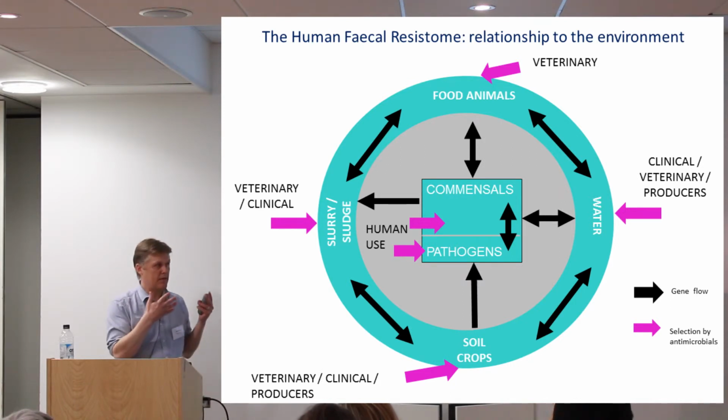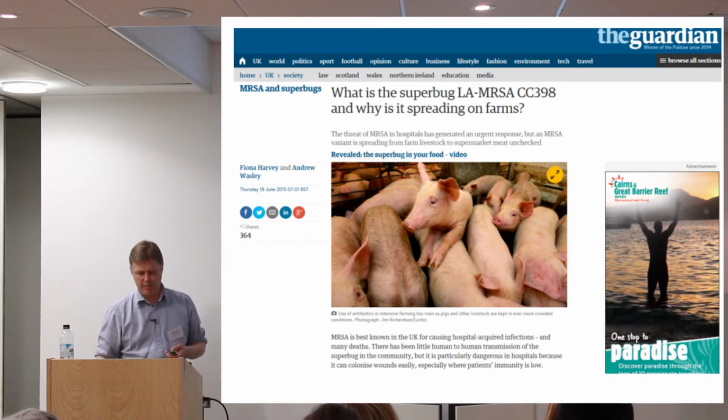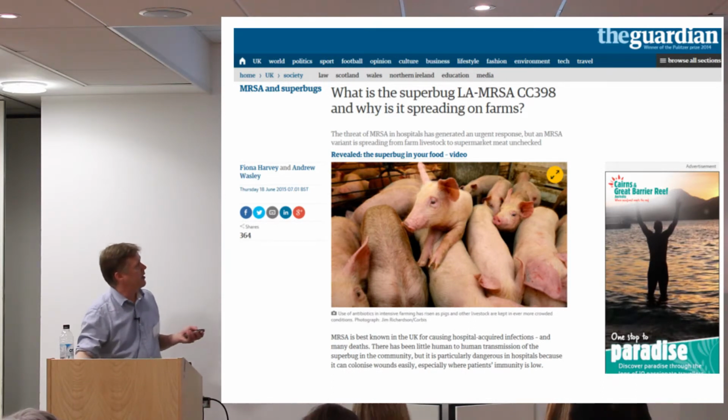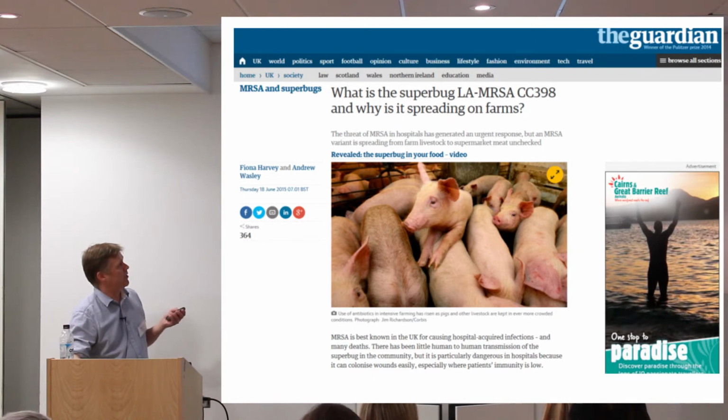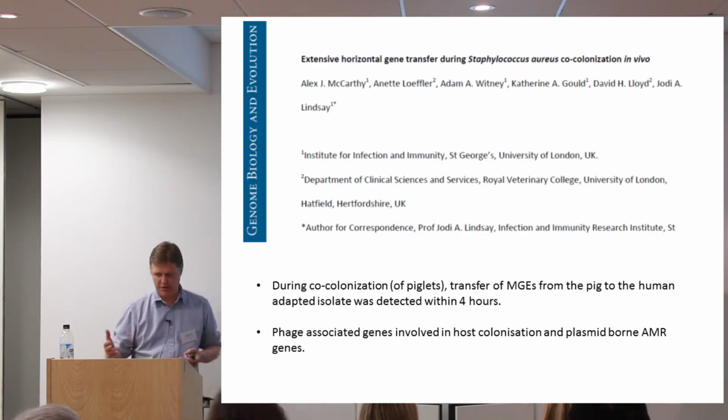So one of the key questions is, do antibiotic residues in the environment select for resistance? At the moment, the evidence is that it is probably happening, but actually measuring or quantifying it is quite a difficult thing. So in the paper, I think the other day was this article about livestock-acquired MRSA in our food, the CC398. This I just wanted to mention.